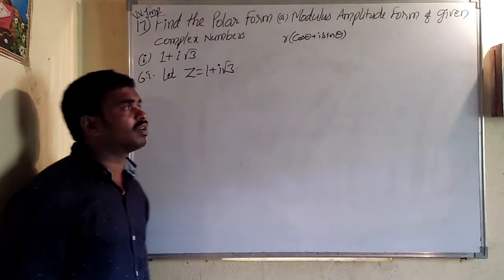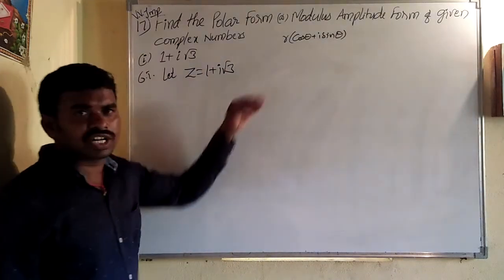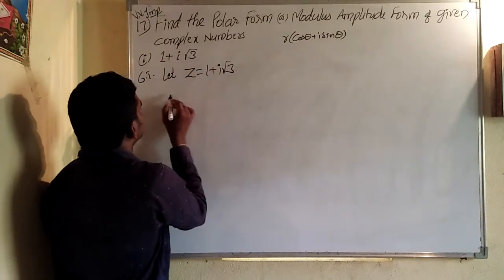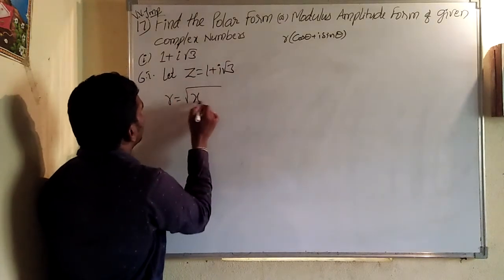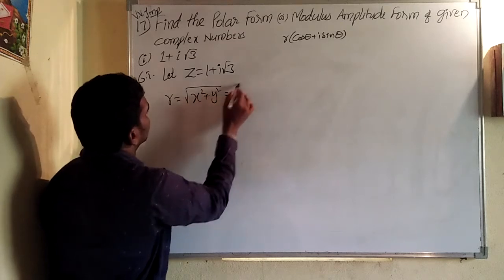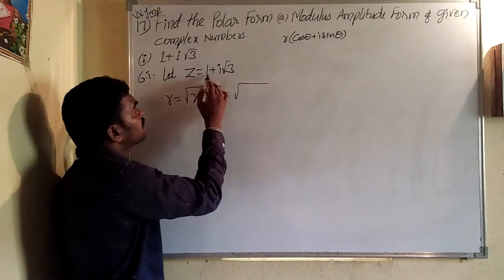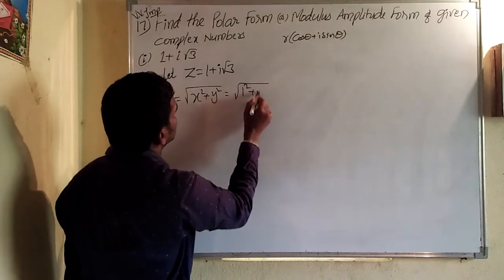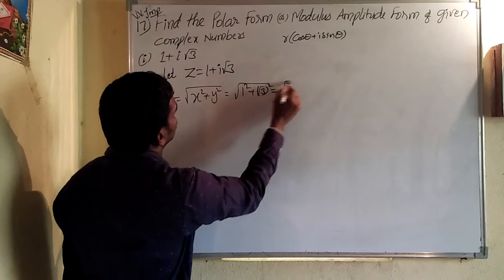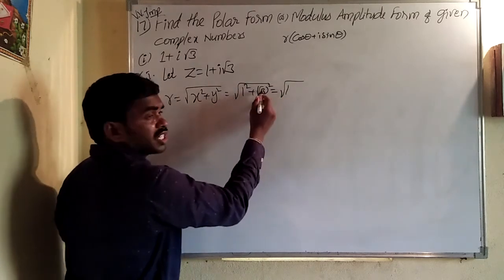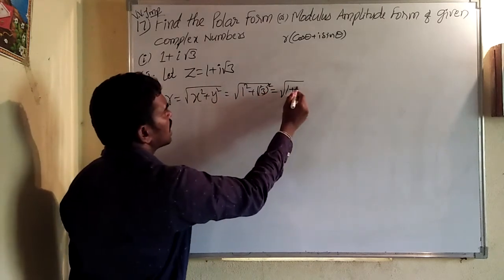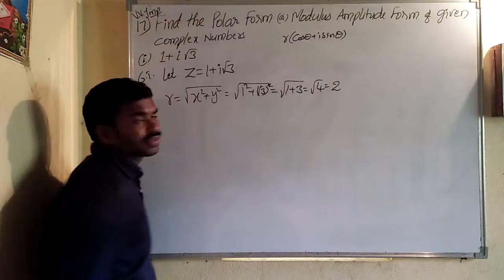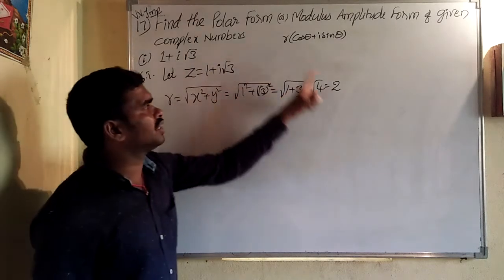So that is polar form. You just keep it. You just remember it. Okay, what is the r value? r means root of x square plus y square. So what is x here? x means 1, y means root 3. So 1 square plus root 3 square. 1 square means 1, root 3 square means the square root cancels, that is 3. So root 4 means 2. So we got the r value.